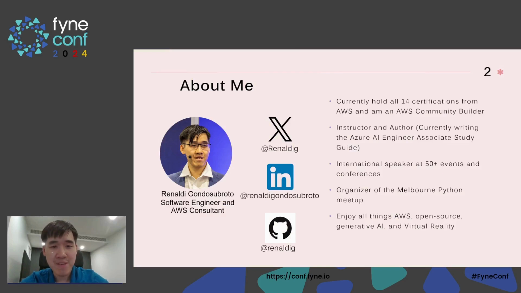So, a bit about myself. I am a software engineer and AWS consultant. I currently hold all five certifications from AWS and am an AWS community builder. I'm also an instructor and author, currently writing the Azure AI Engineer Associate Study Guide. I have been an international speaker at over 50 events and conferences. I'm currently the organizer of the Melbourne Python Meetup, and I enjoy all things AWS, open source, generative AI, and virtual reality.